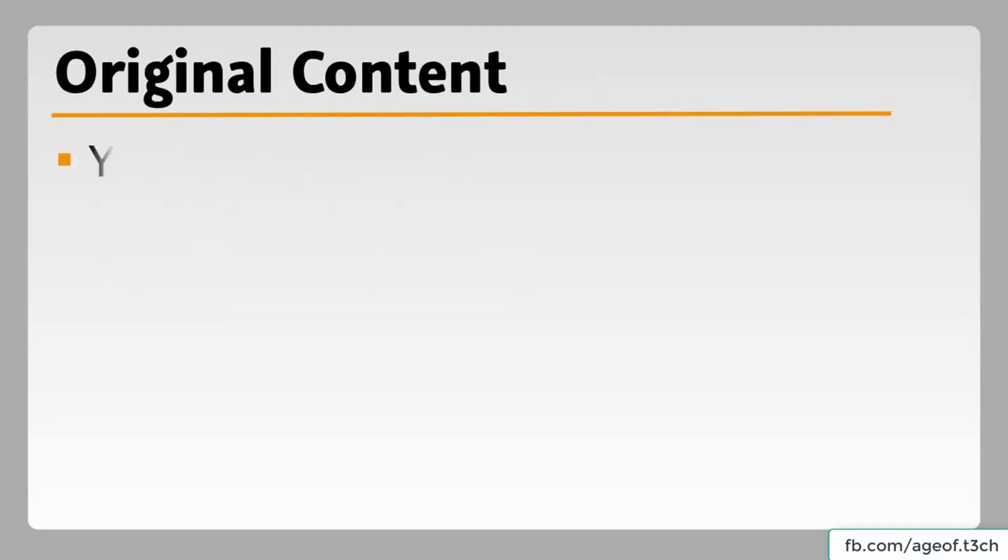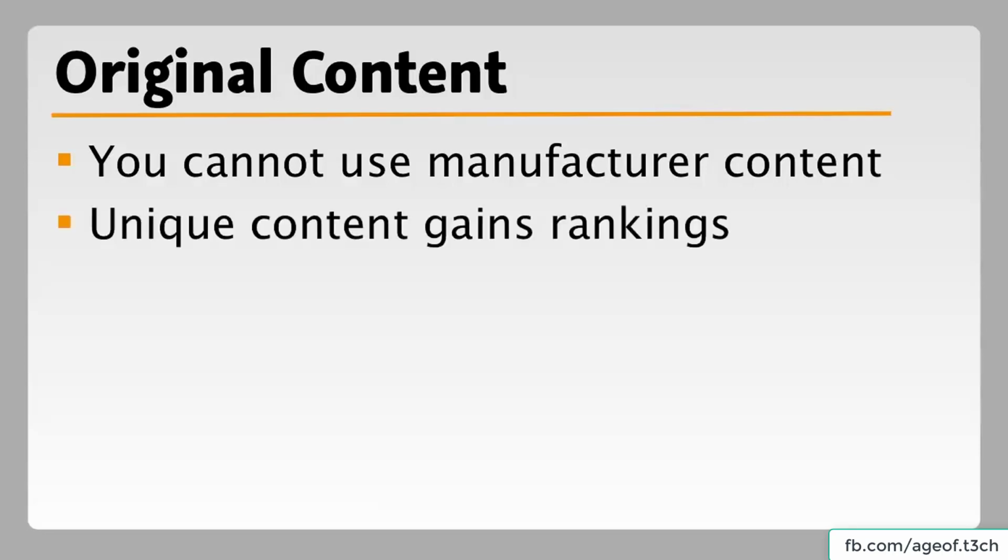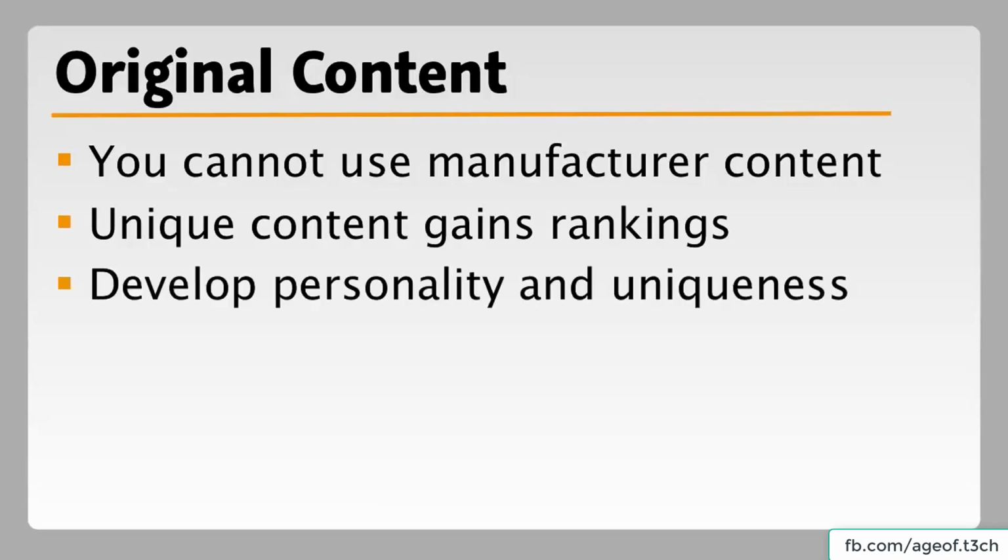So when it comes to original content, my number one rule is that you cannot use manufacturer content. Content that comes with the product from the manufacturer will never get you rankings because every other retailer will use the manufacturer content. The rule is that unique content gains rankings. And also, you can develop more of a personality and a uniqueness with your business when you use your own content to explain the product.